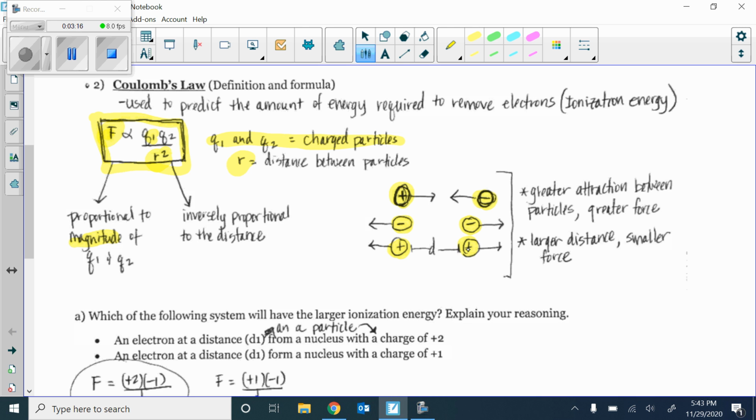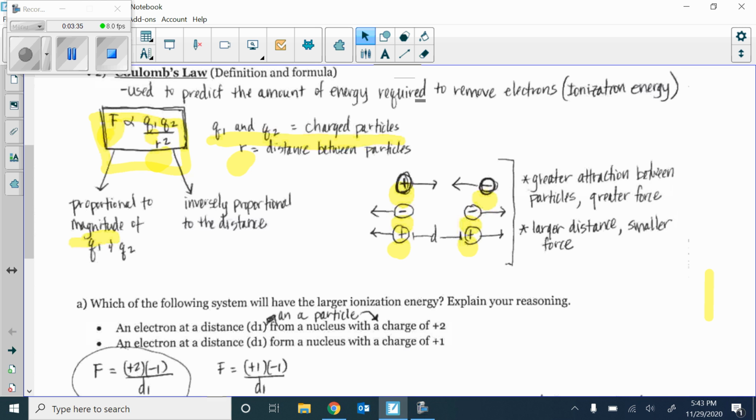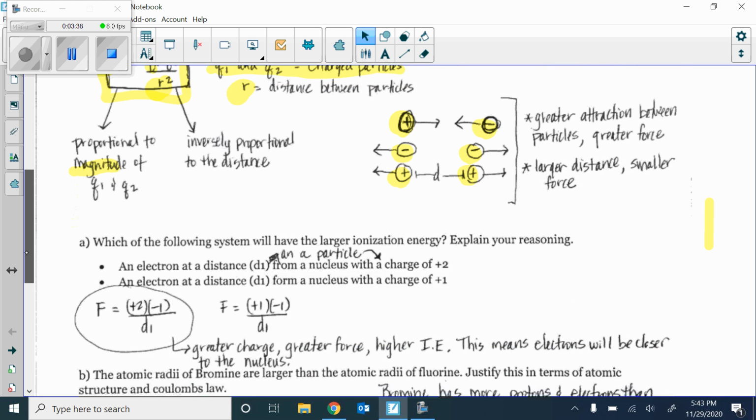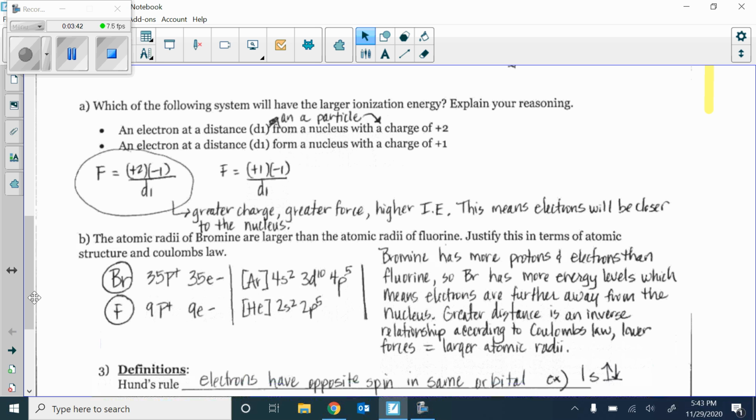So this is Coulomb's law. We just take it into account to help us explain ionization energy, and it's all based on the atomic radii. So here's the next question that I have. It says, which of the following, oops, sorry, I still have this on pen. I should probably move over here, sorry about that. Which of the following have a larger ionization energy, and explain your reasoning?